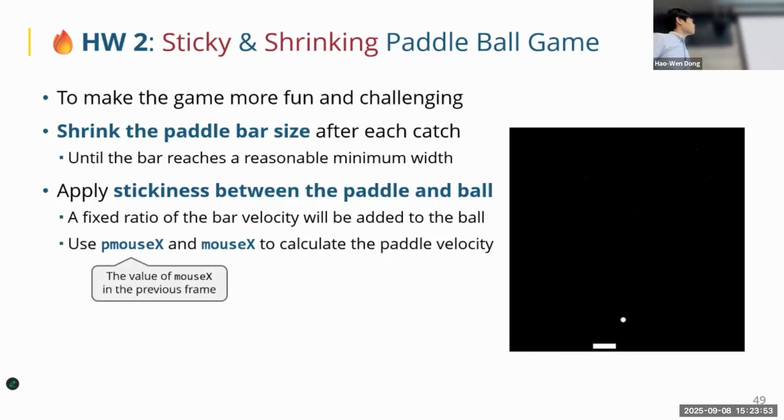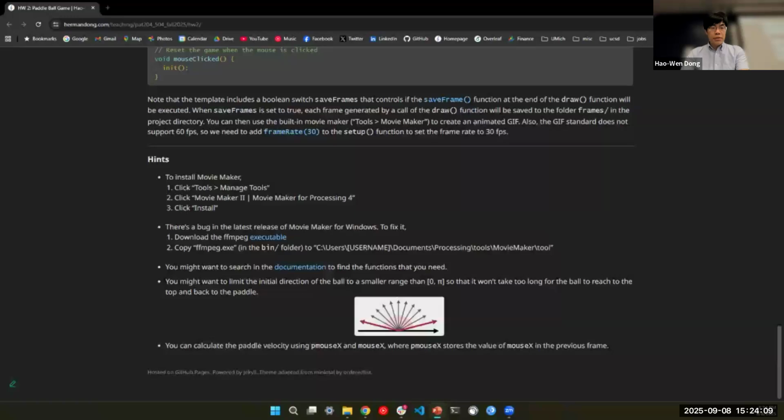Yeah, so p mouse x will be the value of mouse x in the previous frame. So we oftentimes use this to compute the difference between them. Then you can get the velocity of how fast you are moving your mouse. Cool. So that's homework 2. It will be due next Monday. I think we have all the tools that we need to do it.